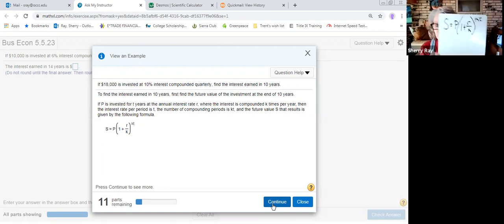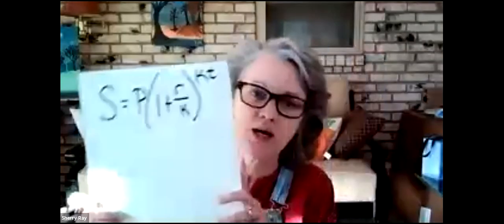Now let me explain what all these variables represent. Your P is the principal or your investment. R is your annual rate, and make sure you change your percentage to decimal. T is going to be your time or your years. And K is the number of times interest is compounded.